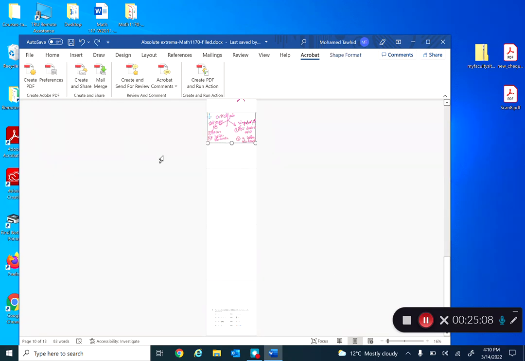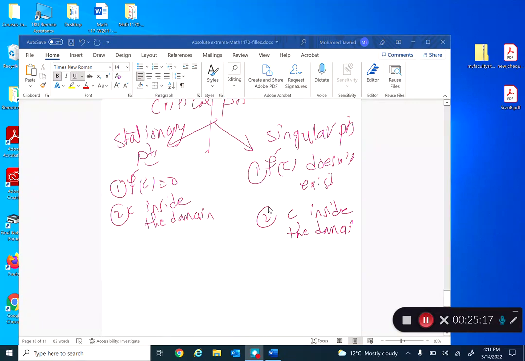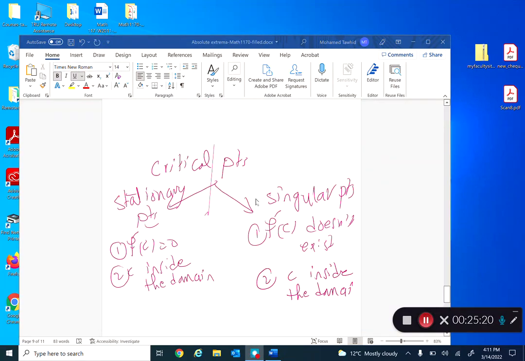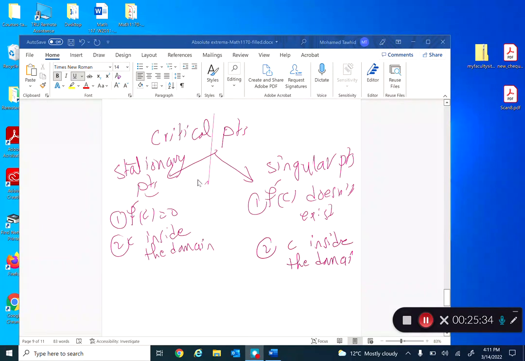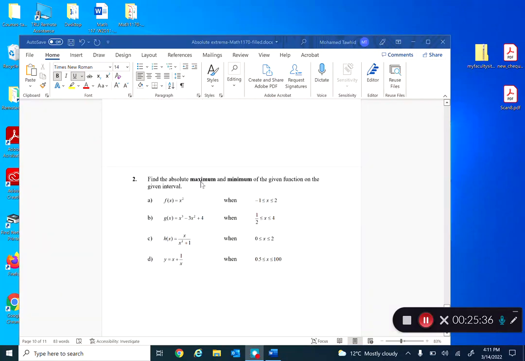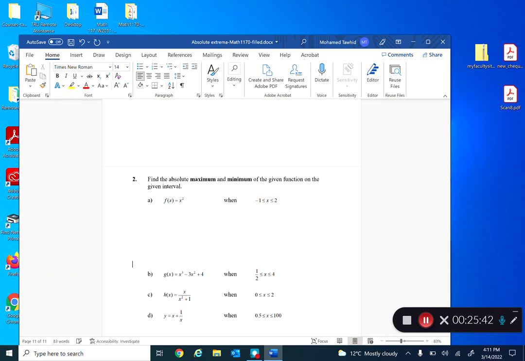Okay guys, so here we have stationary point and we have singular point. That is what we call critical point. So your minimum or maximum could happen at a critical point, or it could happen at an end point. And here I have to let you know that you have global min or global max when your domain is a closed interval.